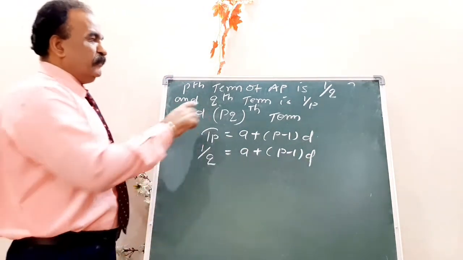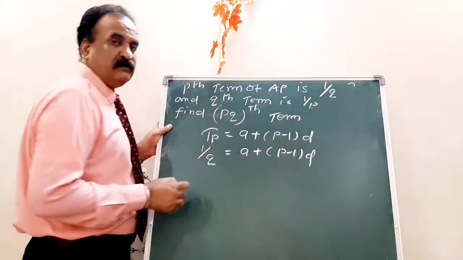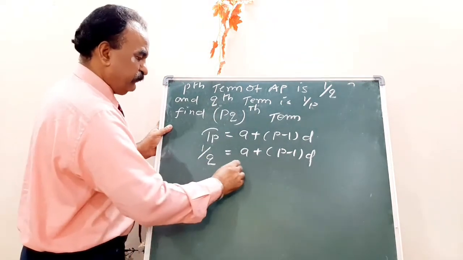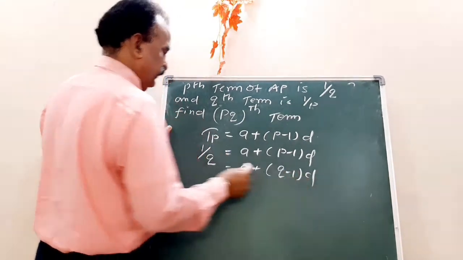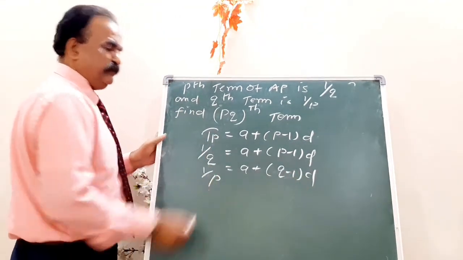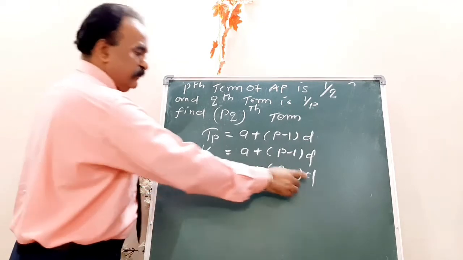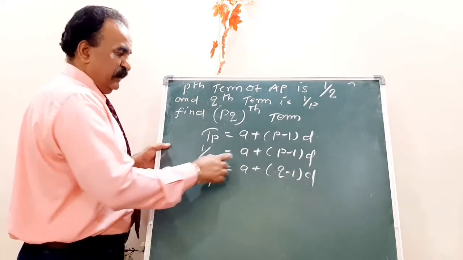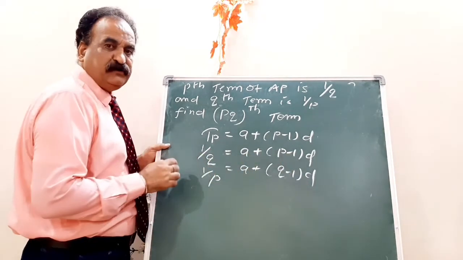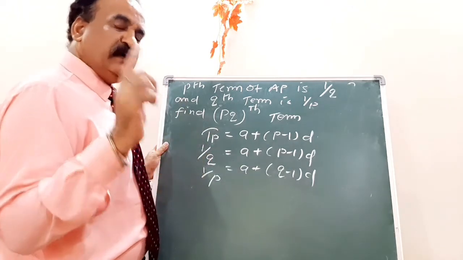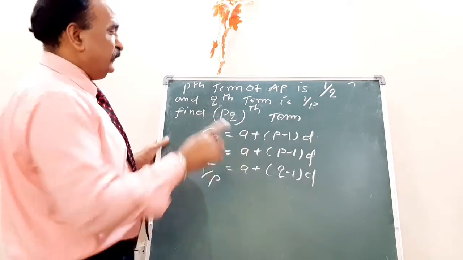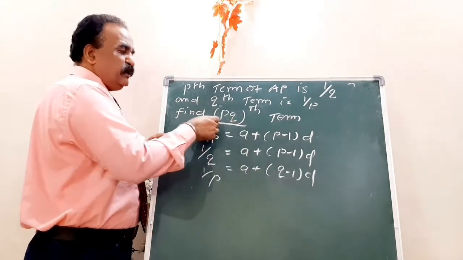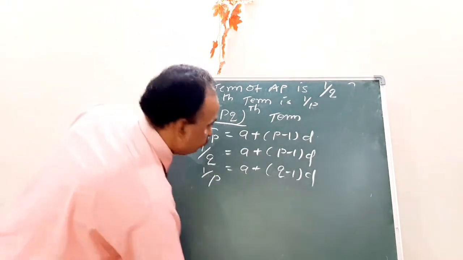And similarly you will find the qth term. Qth term will be a plus q minus 1 into d and is equal to 1 upon p. It means the qth term is 1 upon p and pth term is 1 upon q. So what we will do, first we will find a, the first term, and the common difference, and then we will find the pqth term. Let us see how.